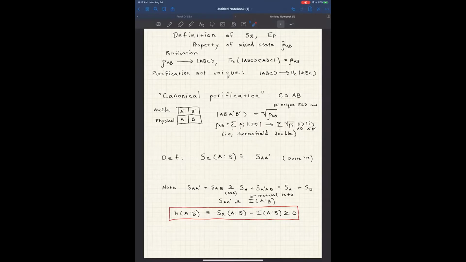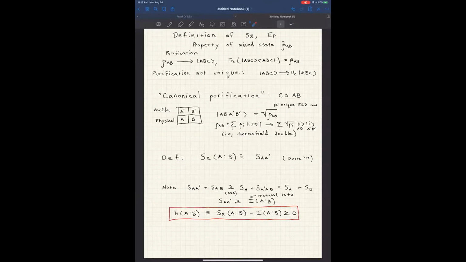Okay, so given this canonical purification, Dutta et al. then define this reflected entropy to be just the von Neumann entropy you would get if you take your purification and cut it in half like this. So it's the entanglement between AA prime and BB prime. Okay, so that's the reflected entropy.